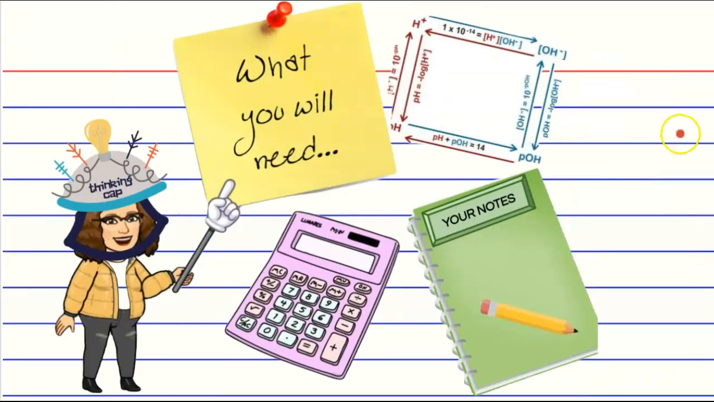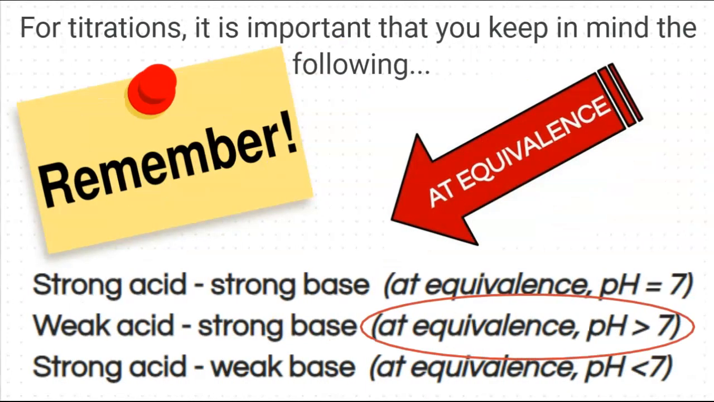Okay. Before we get started on the calculations, be sure that you've got your square of fun out. I would recommend having your IB data booklet. You're going to need your notes so you can get down these examples, your calculator, and of course your thinking cap.